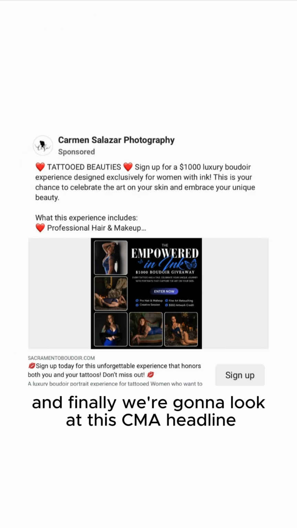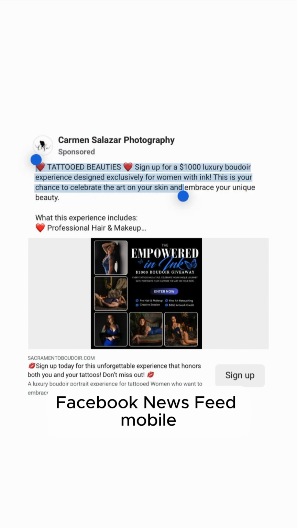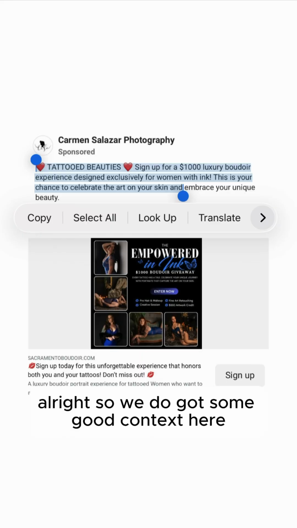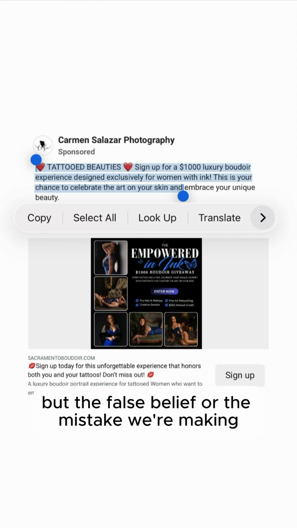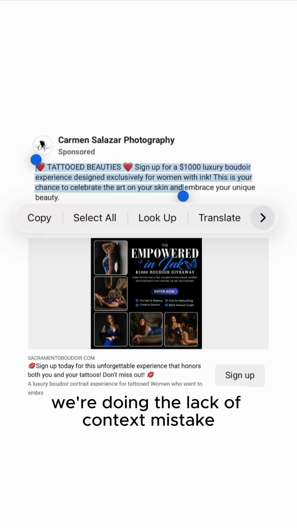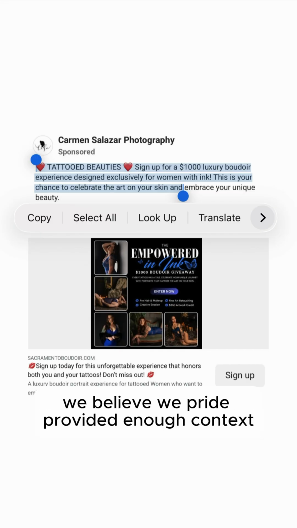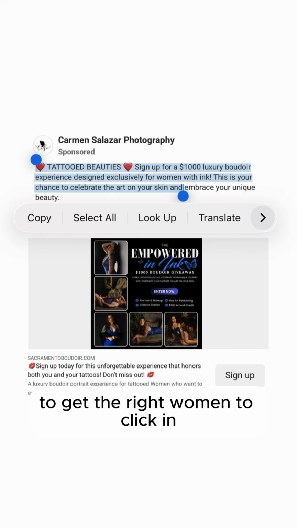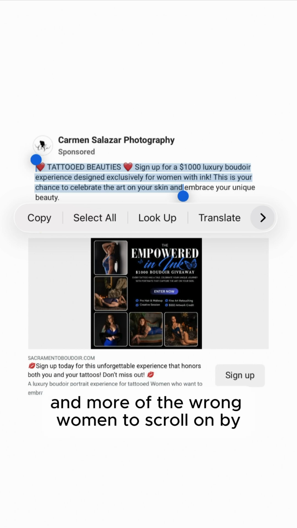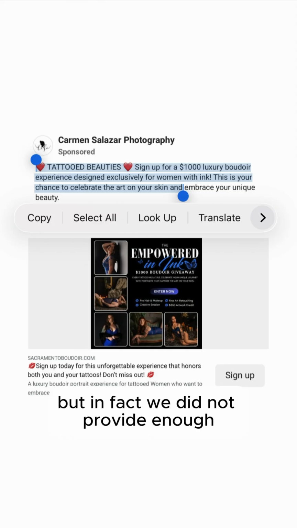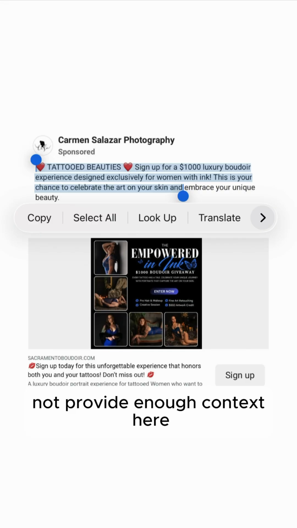And finally, we're going to look at this See More headline, the first 2 3/4 lines, Facebook Newsfeed Mobile. So, tattooed beauties. So, I think that's your chance. All right. So, we do got some good context here. But the false belief or the mistake we're making, we're doing the lack of context mistake. So, the false belief that causes us to make this mistake is we believe we provide enough context to get the right women to click in and more of them, and more of the wrong women to scroll on by, and helping the meta ad algorithm optimize. But in fact, we did not provide enough context here.